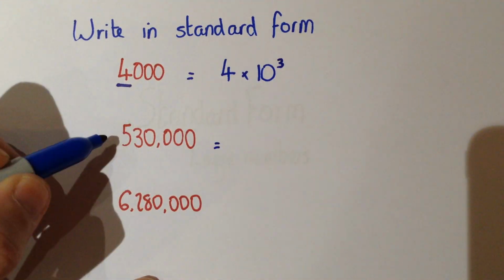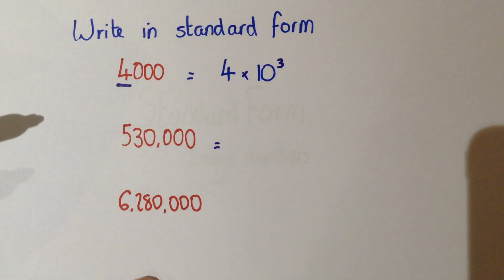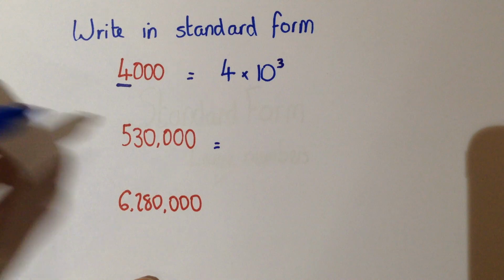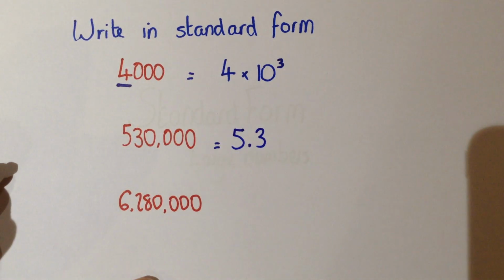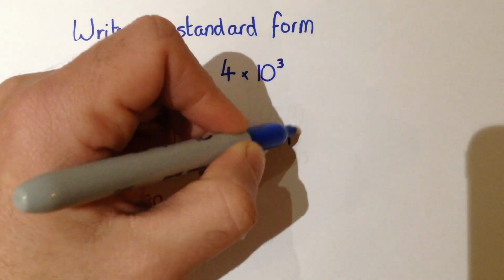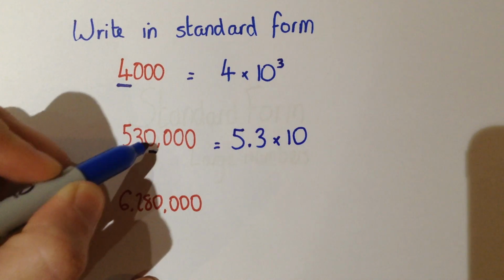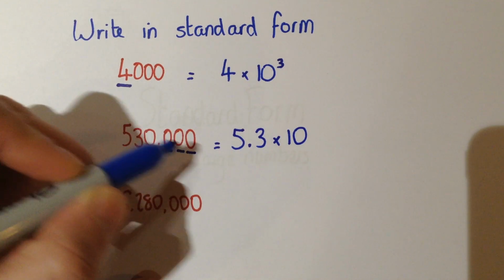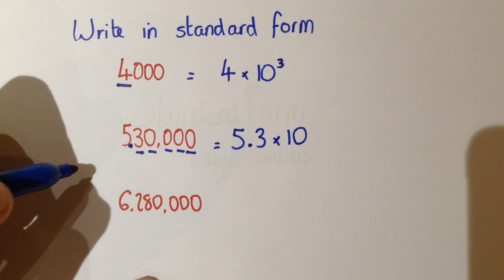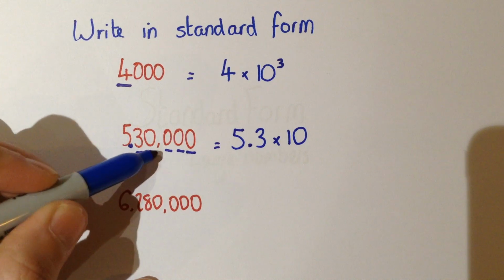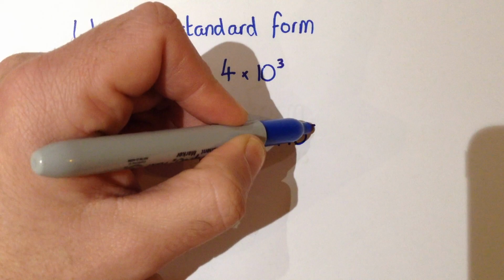For the second question, we need a number that represents the start of this that's somewhere between 1 and 9.9 recurring. So here we're going to use 5.3. Now, using our little cheat, we've then got times 10, and the power is how many numbers are there after the very first number. Or in other words, how many numbers are there if I were to put the decimal point in here. How many times would I need to move the decimal point? So there's 5 numbers after the first one, so it's a power of 5.